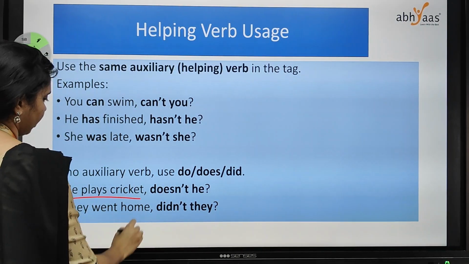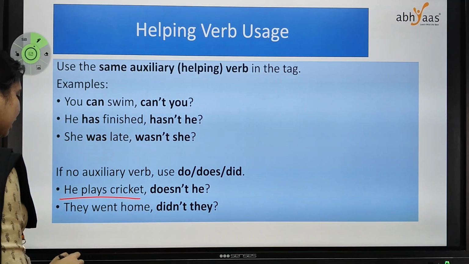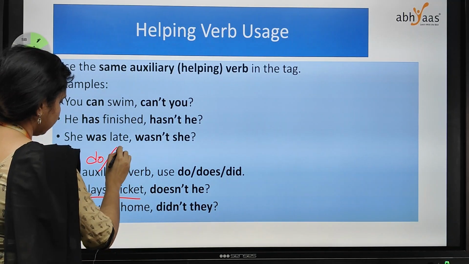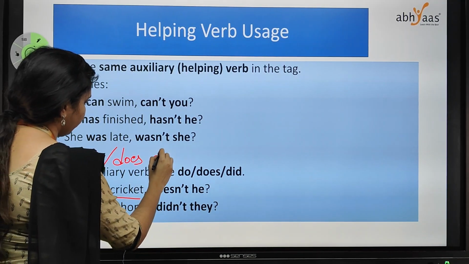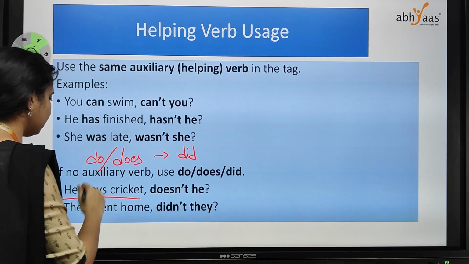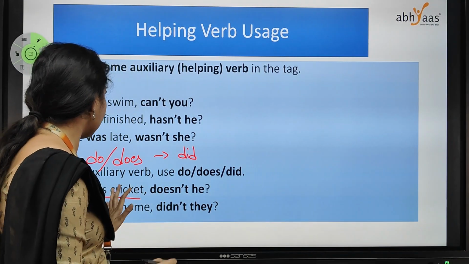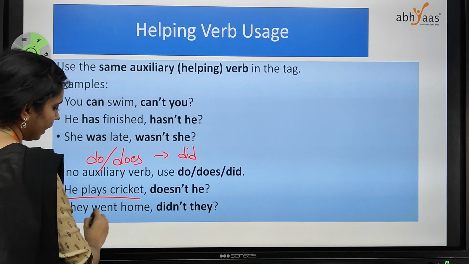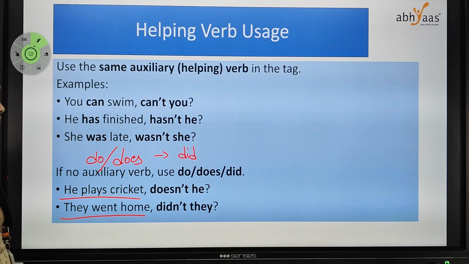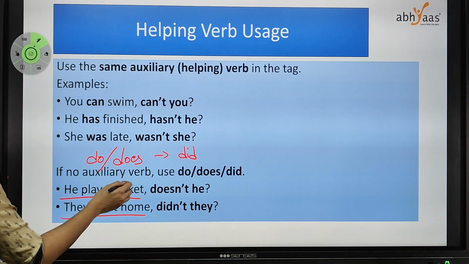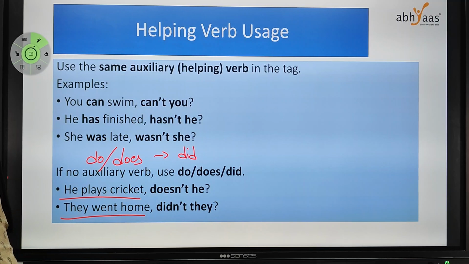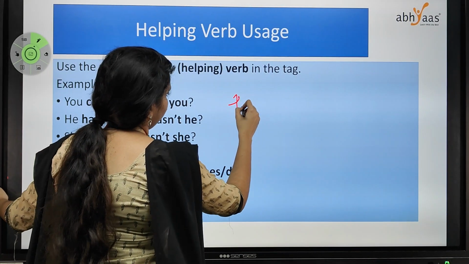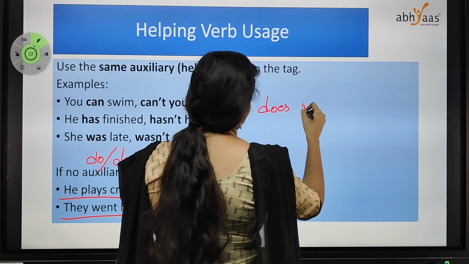For example, he plays cricket. So what happens in he plays cricket? There is a hidden verb which is do. Do or does, and if it's in past tense, it would be did. He plays cricket is something like he does play cricket. It's a hidden verb. They went home. The same sentence can be written, they did go home. So these are hidden verbs that you have to bring out and use. He plays cricket, doesn't he? They went home, didn't they? Remember that he plays cricket is equal to he does play cricket.